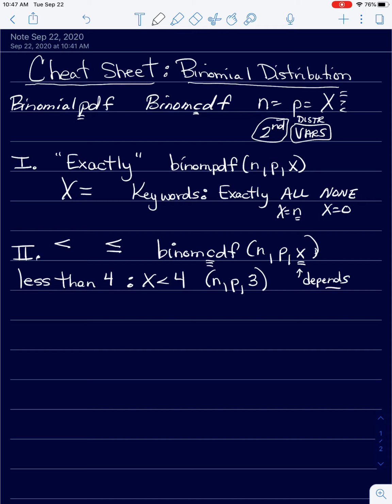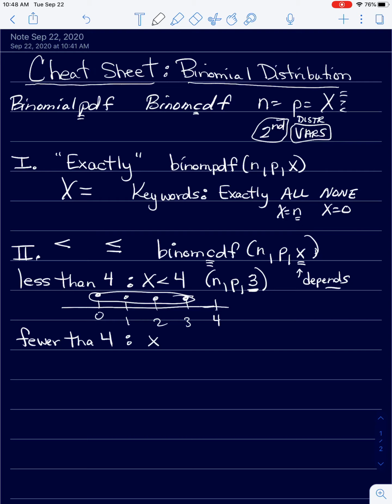Because if you think of a number line from 0 to 4, if you want the probabilities less than 4, you don't include the 4. You want the 3, the 2, the 1, and the 0. So if you put a 3 inside your binomCDF command, it will add up those 4 probabilities for you. Okay, let's do another one. Let's do fewer than 4. Well, fewer than 4, again, is just a strictly less than. So to me, that sounds exactly like the first example.